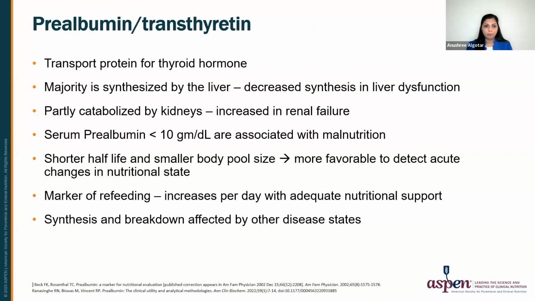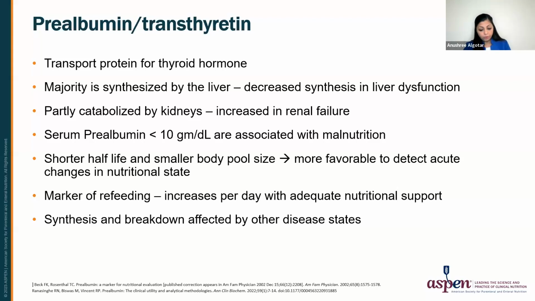Let's talk about pre-albumin. Pre-albumin is the other visceral protein used as a lab marker for nutrition. It is also known as transthyretin, as it functions as a transport protein for thyroid hormone. The majority of pre-albumin is synthesized by the liver, and hence decreased synthesis is seen in liver dysfunction. It is partly catabolized by the kidneys, and hence levels may be increased in renal failure.